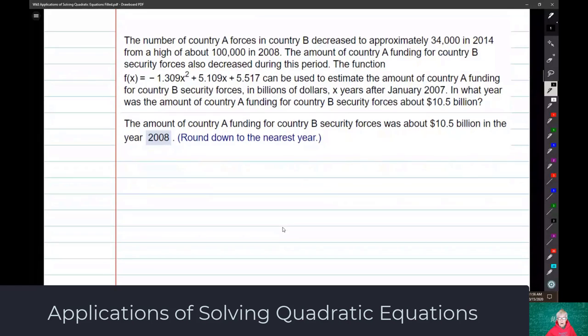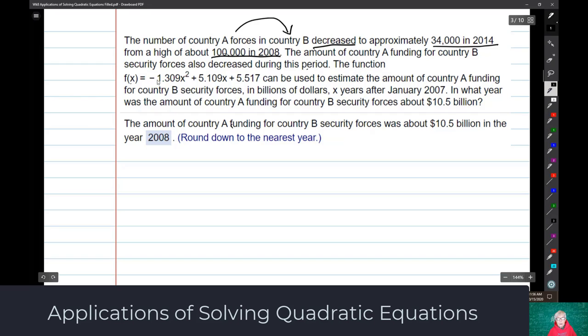All right, here we are. The number of country A forces in country B decreased, went down to approximately 34,000 in 2014 from a high of about 100,000 in 2008. The amount of country A funding for country B security forces also decreased during that period.